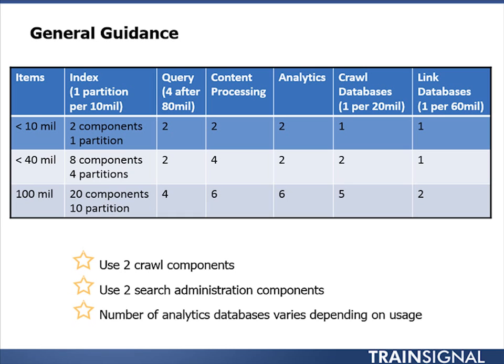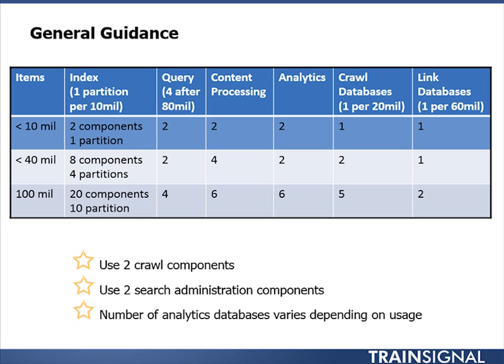What you're going to notice is that if we're talking about less than 10 million items, as far as our index component, we want 2 components and 1 partition. Now, the reason that we want 2 components is really just for fault tolerance, so that if one goes down, the other can take over. As far as our query component, basically 2 will do us just fine up until we hit 80 million. More than 80 million, then we're going to want 4. So for less than 10 million, 1 will do us just fine.